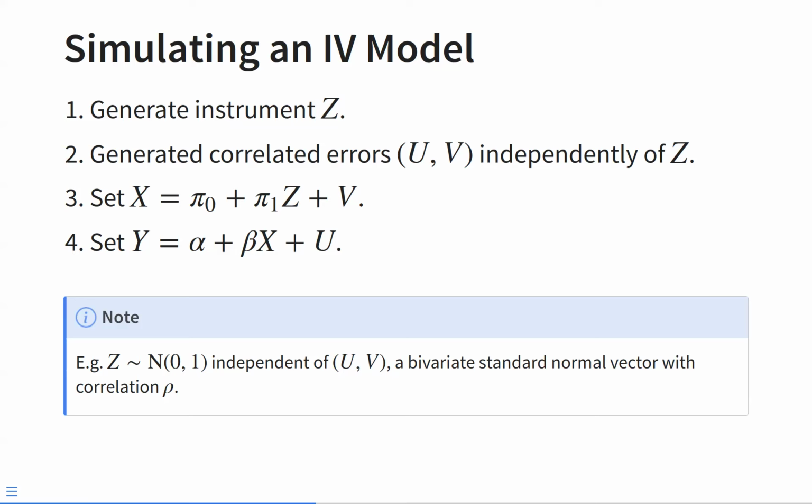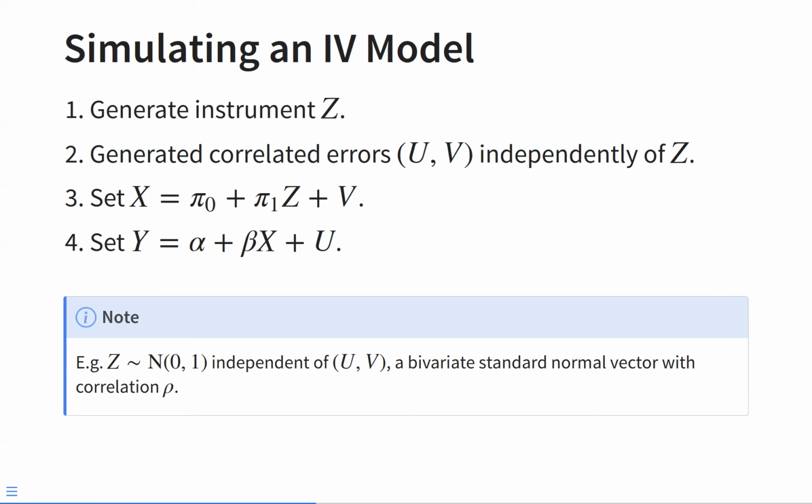Well, step one will be to generate our instrument. We can generate it however we want. The next step will be to generate correlated errors u and v that are going to be independent of z. So we're going to generate these errors u and v. They need to be correlated. That was the point of doing all that algebra on the previous slides. We're going to generate u and v to be correlated with each other, but independent of z. Once we've done that, we're home free.